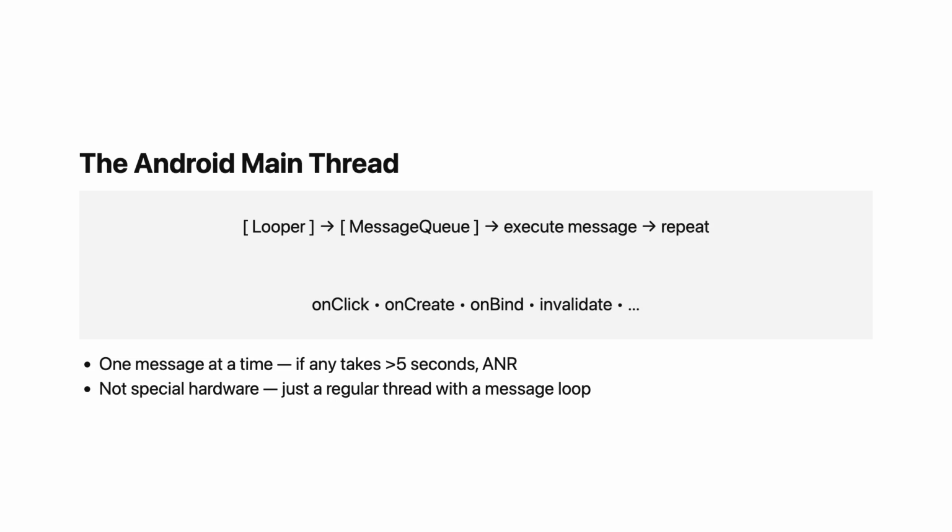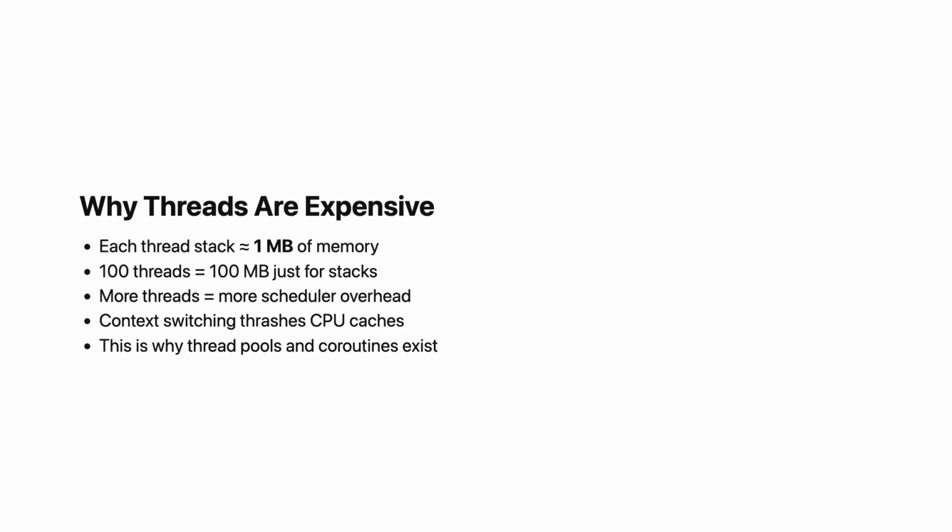Threads are expensive. Not in the, oh, it costs a couple of microseconds way. Genuinely expensive. Each thread on Android gets a stack that is typically around 1 megabyte. 1 megabyte! That means if you create 100 threads, you have just consumed 100 megabytes of memory just for the stacks, not counting any work they are doing. On a phone with 2 or 3 gigabytes of RAM, that is significant.